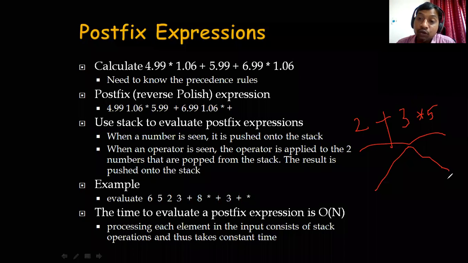Like if you add 2 plus 3 first, you will get 5. 5 times 5, you will get 25. After evaluation, you will get 25. The other way, first you will perform 3 times 5, that is 15. 15 plus 2, you will get 17.